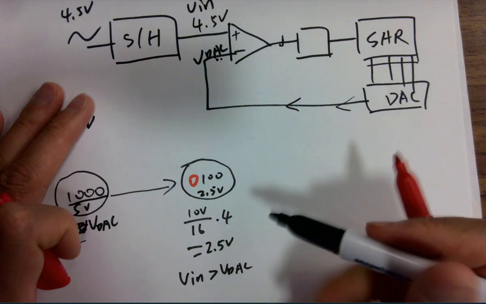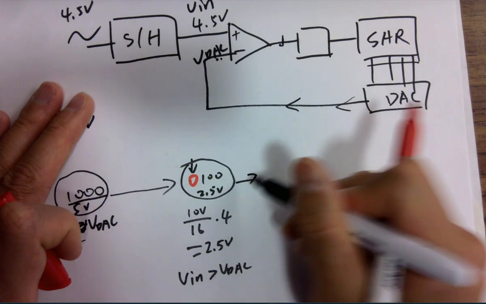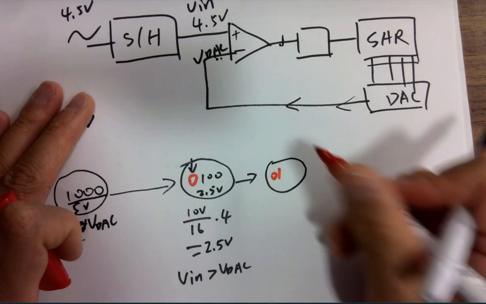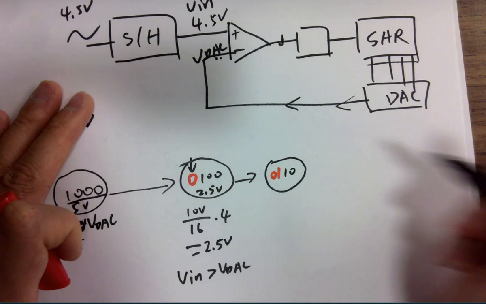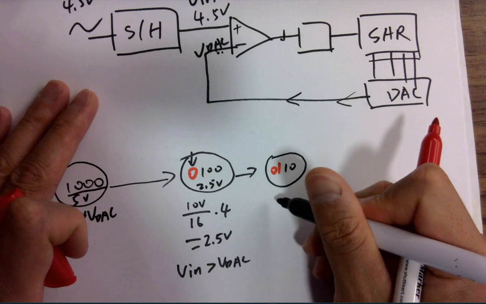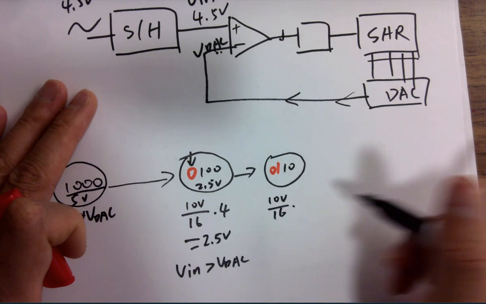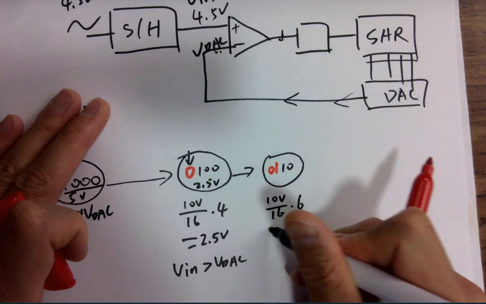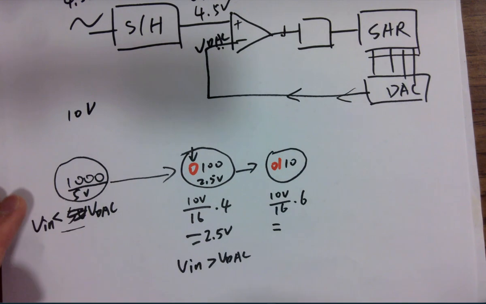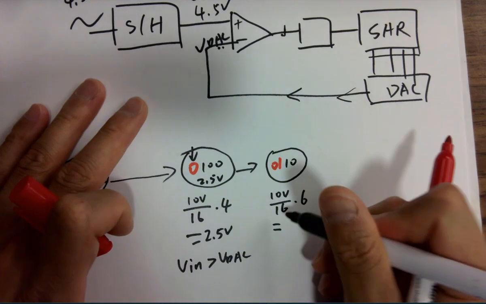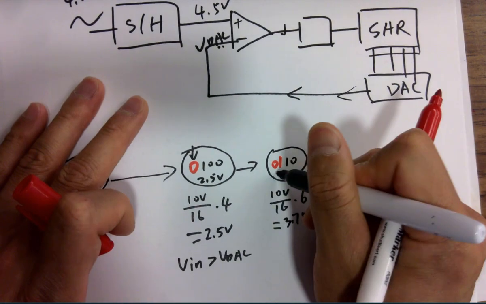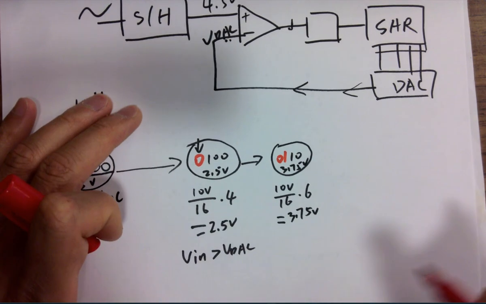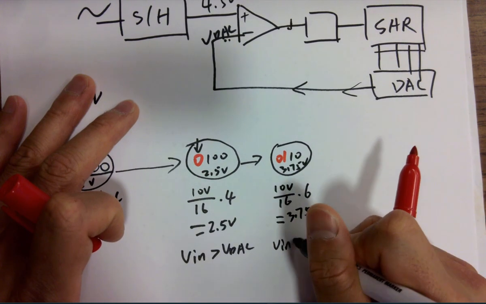So you need a 1 after that, right? So this is newly plugged in. And then you need 0, 1, plugging a 1 here. And 1, 0. And this is 10 volts divided by 16 times 6. And that becomes 3.75. So still, V in is larger than VDAC.